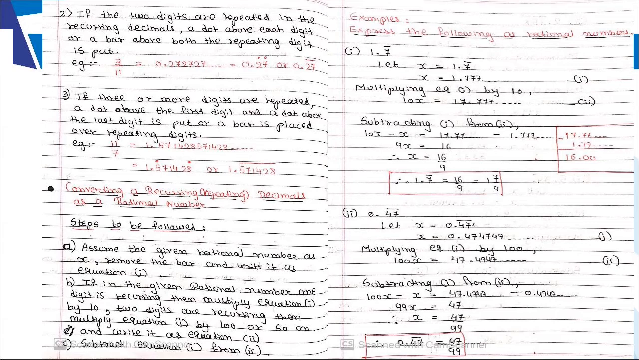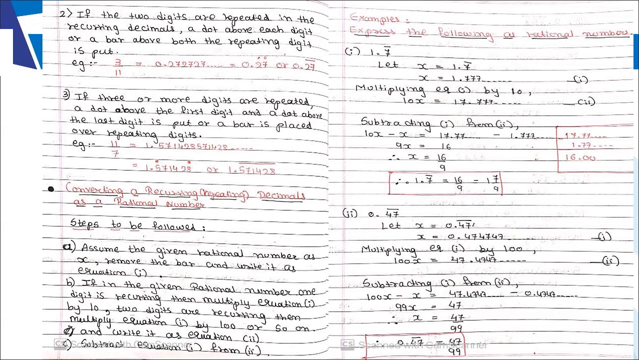Now children, step number 2. Step B I am reading here. If in the given rational number one digit is recurring, then multiply equation 1 by 10. If 2 digits are recurring, then multiply equation 1 by 100. If suppose 3 digits are recurring, then by 1000 and so on. So you have to decide by seeing how many digits are recurring. Upon that you will decide whether to multiply the equation by 10, 100, 1000 and so on. So in our example number 1, only 7 is recurring, so it means only one digit is recurring. So that's why I have multiplied equation 1 by 10.